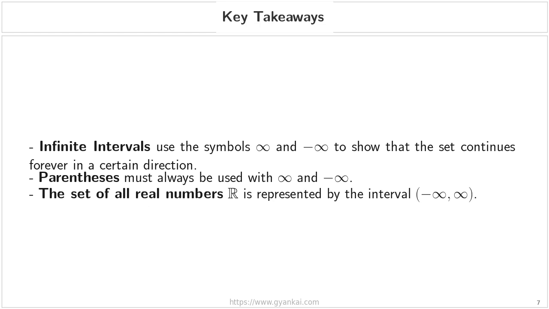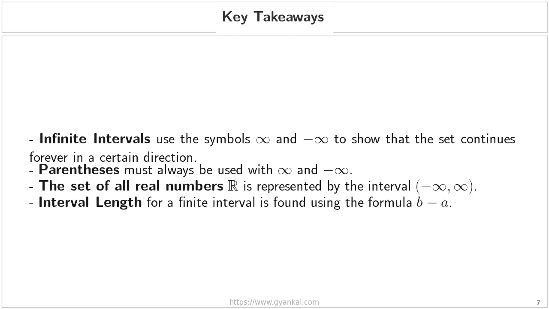Third, if you want to represent every single possible value on the number line, which we call the set of all real numbers, denoted by the symbol R, you can write this as the interval from negative infinity to positive infinity, using parentheses on both sides. Finally, when dealing with finite intervals, don't forget how to find the distance between 2 points. The length of an interval is simply found by taking the upper bound, b, and subtracting the lower bound, a. Just remember to always subtract the smaller number from the larger one to keep your length positive.